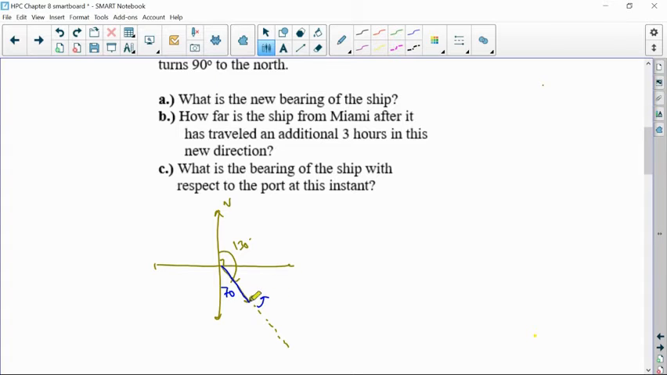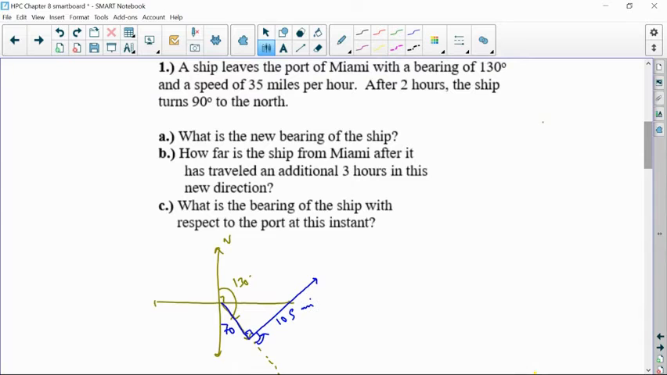So now I have this, and so I know that's a right angle. That's a right angle. Okay, and again, I might say it has traveled there for 3 hours. So if I had another 35, that's 105 miles on that side. Okay. So now it says, what is the bearing of the ship?